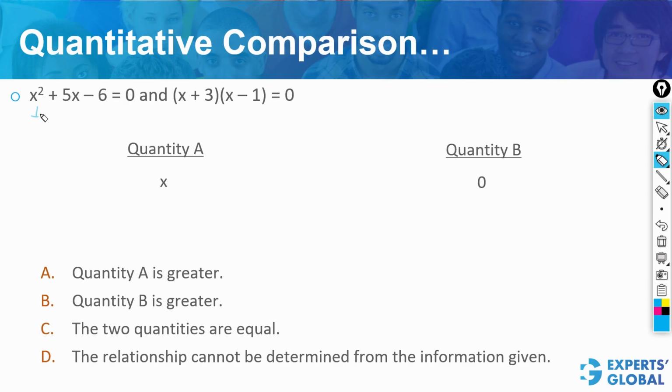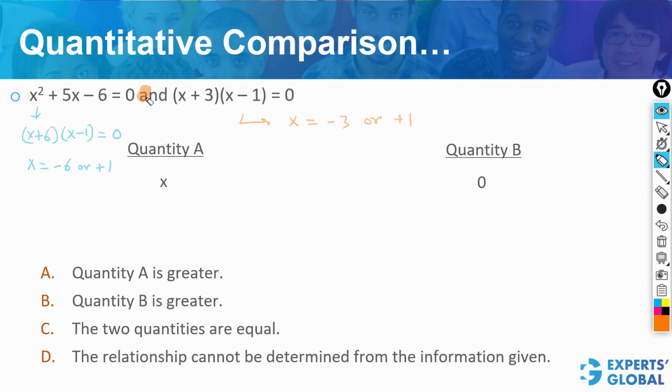Please pause the video and solve this problem. The first equation simplifies into x plus 6 times x minus 1 equals 0, suggesting that x is minus 6 or positive 1. The second equation suggests that x is negative 3 or positive 1.